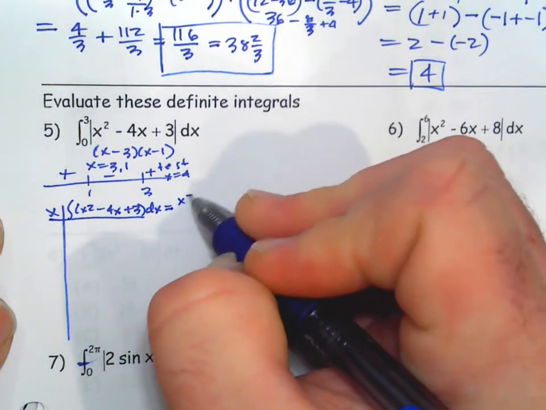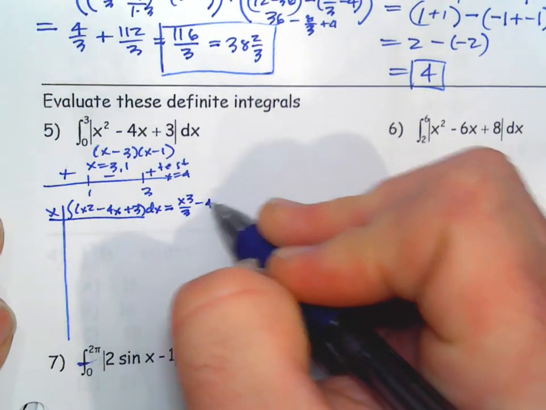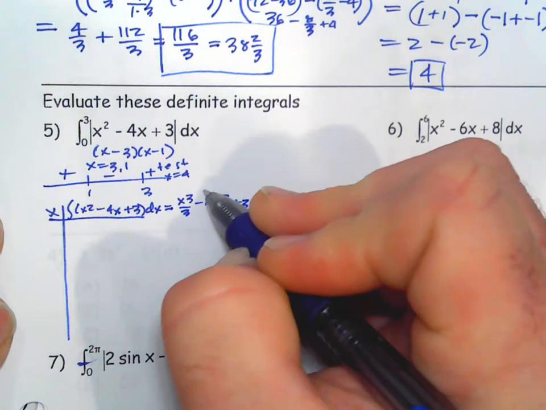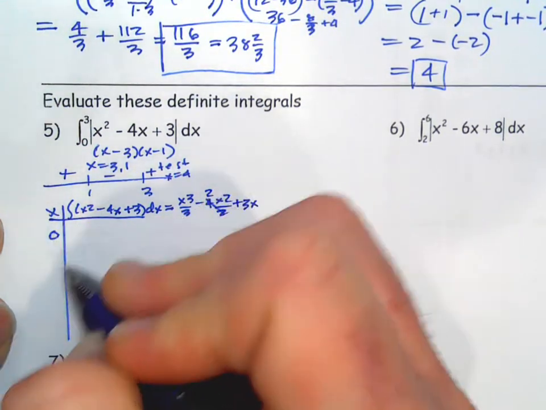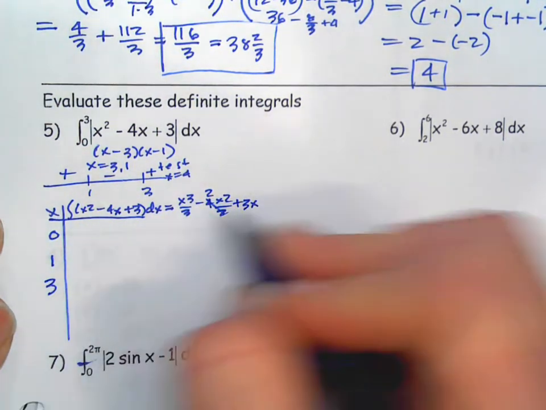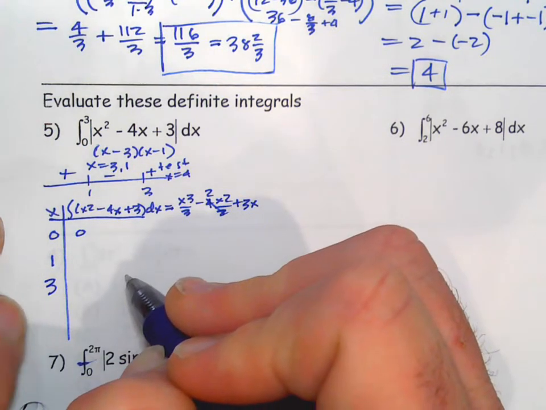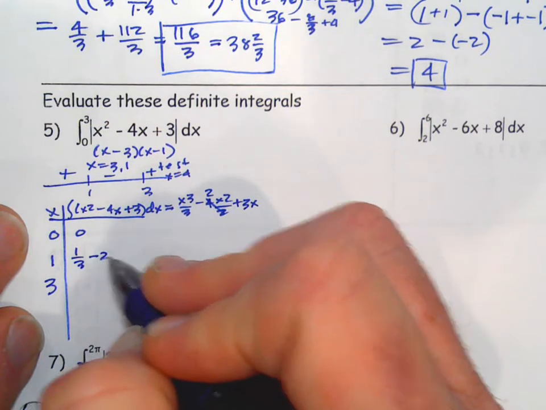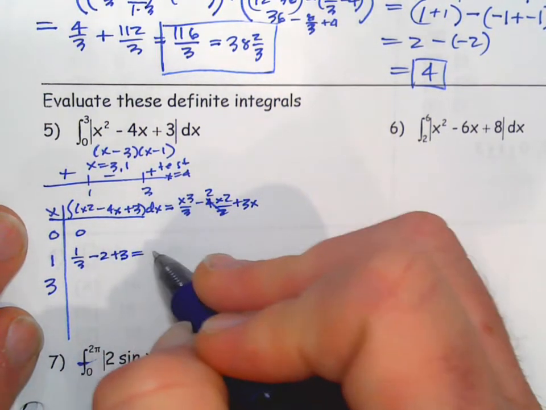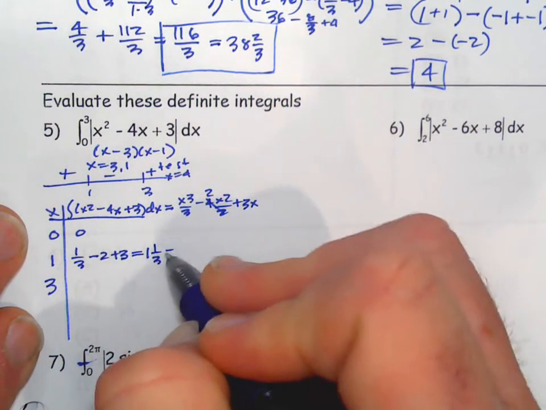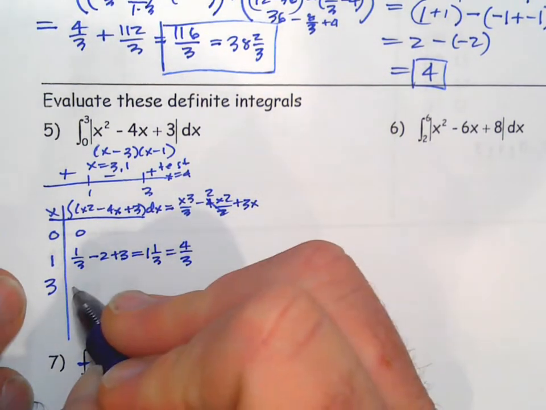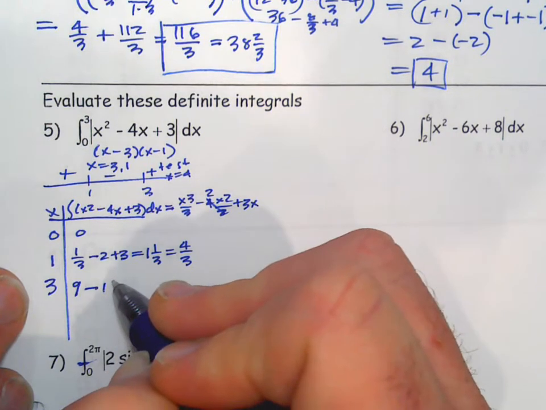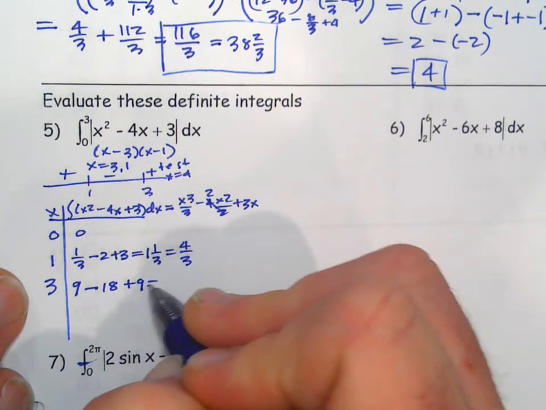So this is going to be x cubed over 3 minus 4x squared over 2 plus 3x. Don't need to even bother with the c because we're going to plug all these endpoints in: 0, 1, and 3. If we plug 0 in here, we get 0. If we plug 1 in, we get 1/3 minus 2 plus 3, so we get 1 1/3 or 4/3. And then we plug 3 in, and we get 9 minus 18 plus 9, is 0.